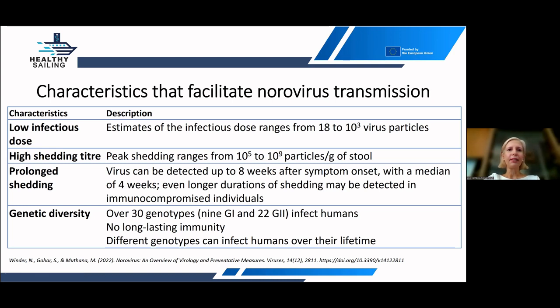The immunity is not long-lasting. In most of the studies, the immunity can last less than 6 months. And immunity to one strain does not necessarily mean that the person is protected against other strains. It is possible to be infected by another strain, even if the person has recently been infected by a different strain. Different genotypes can infect humans over their lifetime.